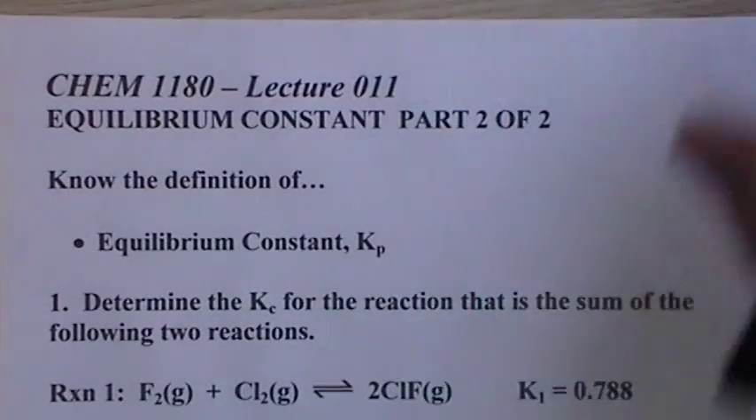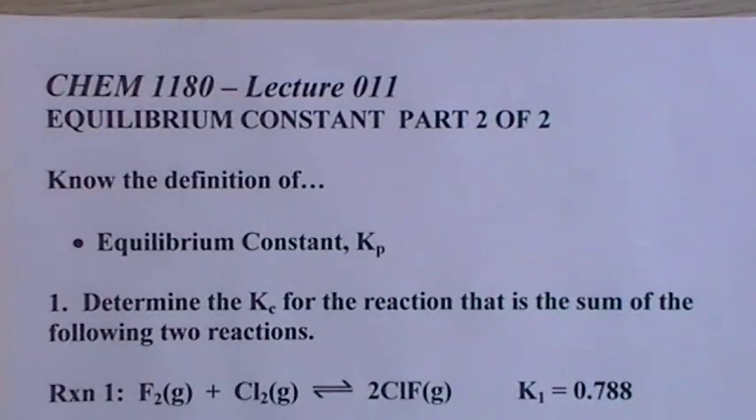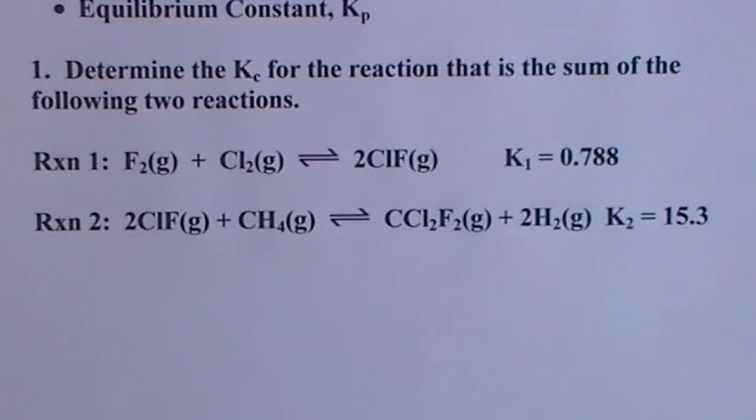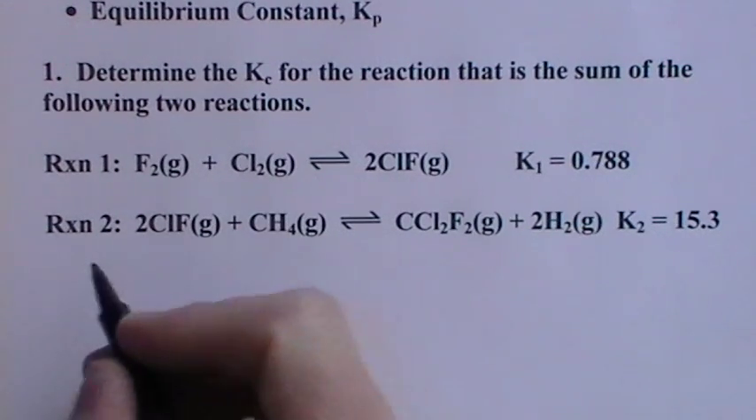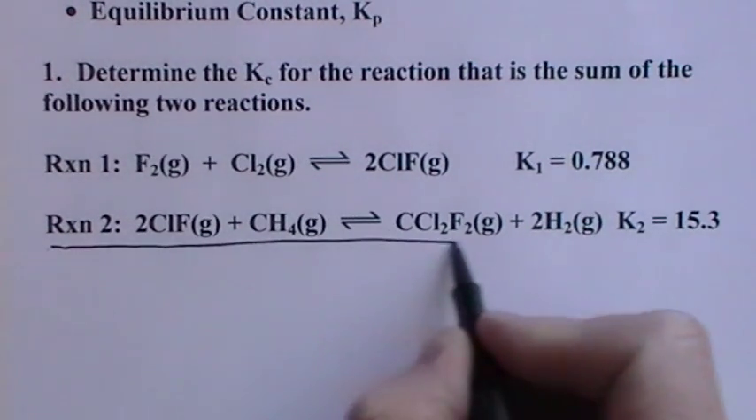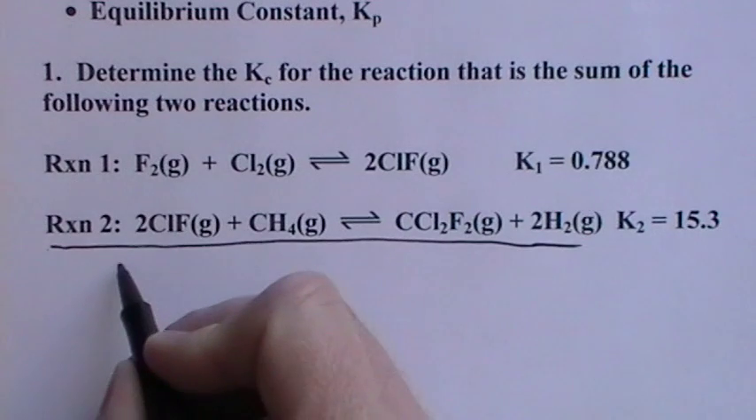Okay, lecture 11, equilibrium constant, part 2 of 2. So let's look at the first problem here. Determine the Kc for the reaction that is the sum of the following two reactions. So let's first add them up, as we would for a Hess's law problem.